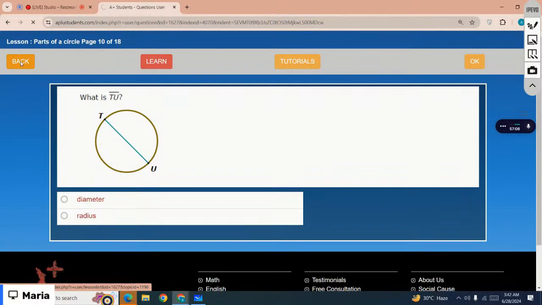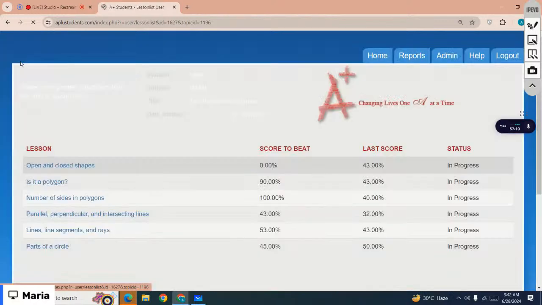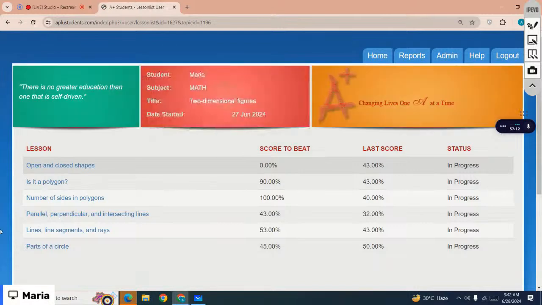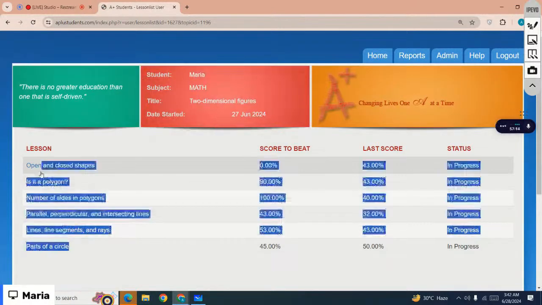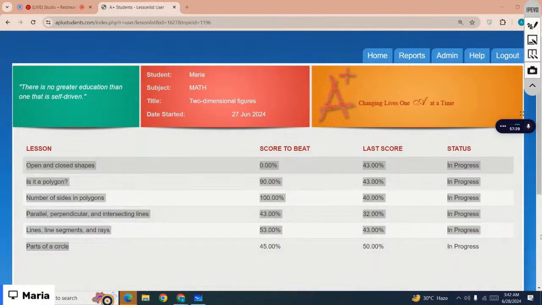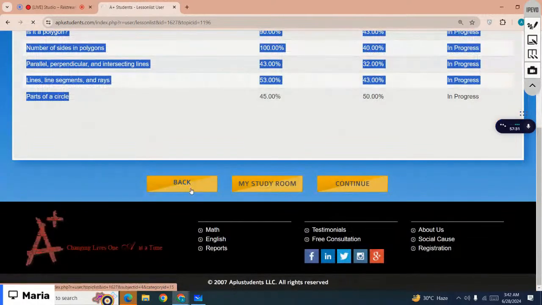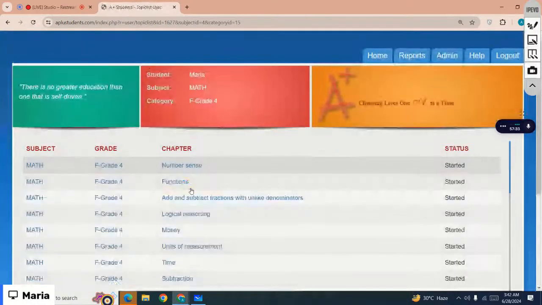So we were working on grade 5 math. The chapter we were working on is two-dimensional figures. The lessons we have covered today are open and closed shapes, is it a polygon, number of sides in a polygon, parallel, perpendicular, and intersecting lines, lines, line segments, and rays, and parts of a circle. Please complete all the practice questions for the lessons we just did before the next session. That is your homework.